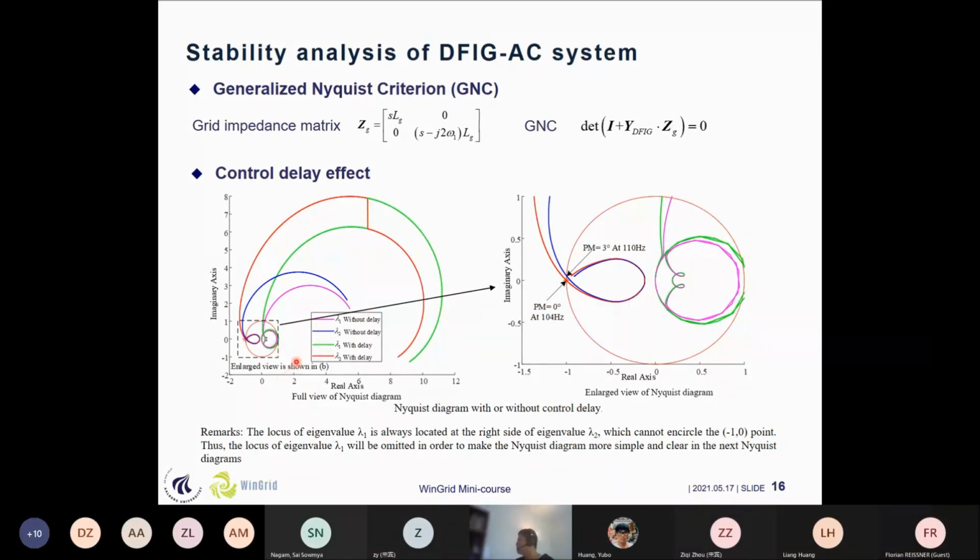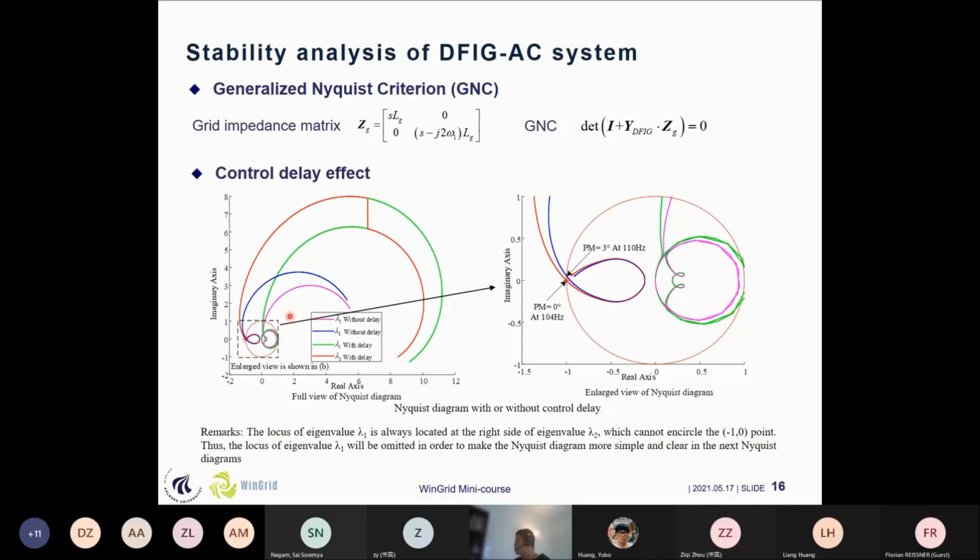Here we can see that without a delay, the eigenvalues will not encircle the -1. But if you consider the delay, it will encircle this, and it will cause instability issues. This is one characteristic that is caused by the delay effect. And I will do the simulation verification in the later slides.